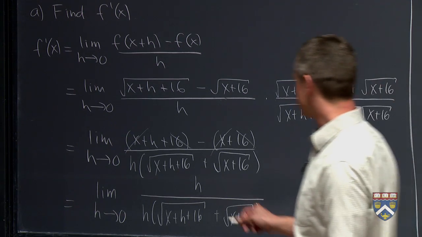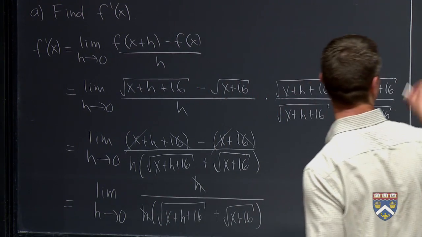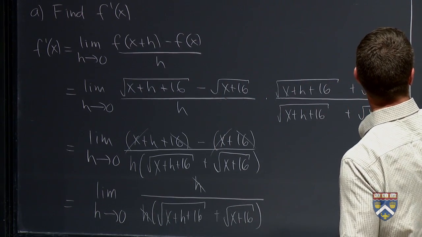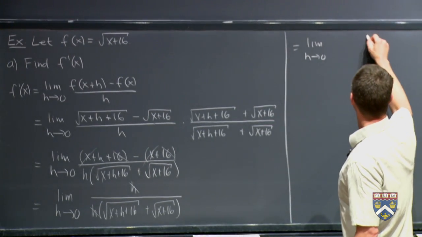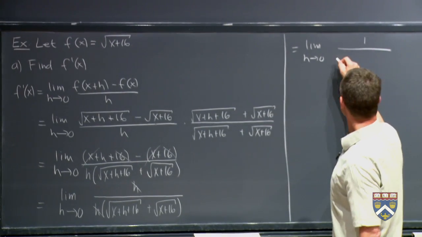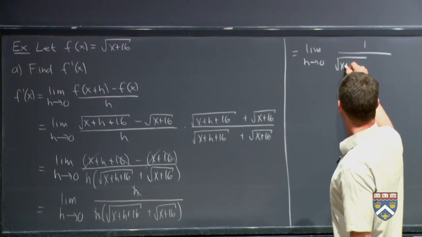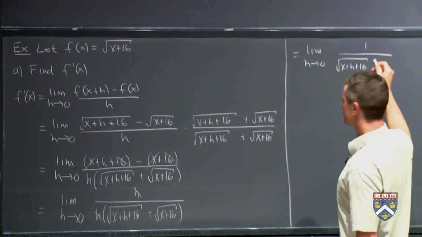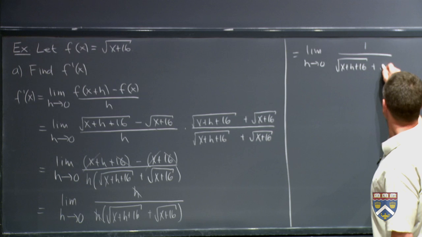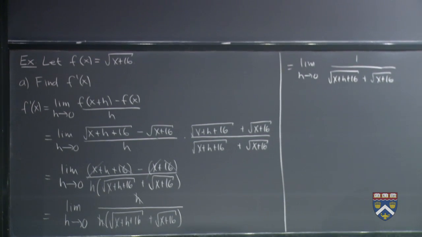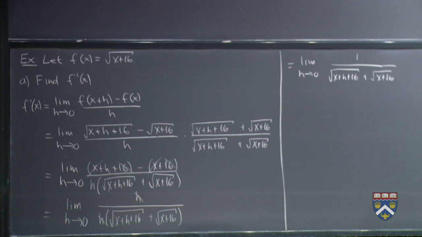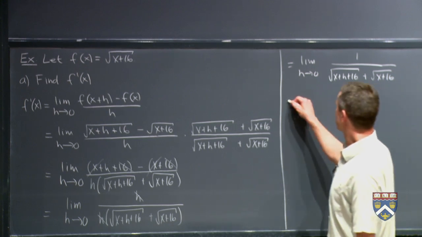So what goes here? The h's cancel. Lovely, just how we always want it to be. And when that h cancels from the top, remember there's a 1 left over. It's not like there's just nothing on the top. And on the bottom, we have square root of x plus h plus 16 plus square root of x plus 16. And so now we're not in danger of dividing by 0 anymore because that h is gone, so we can let h go to 0.